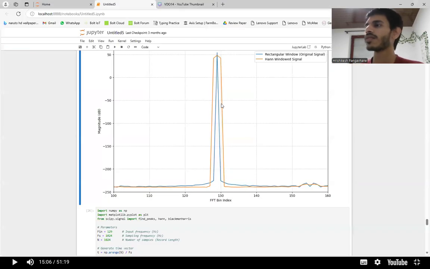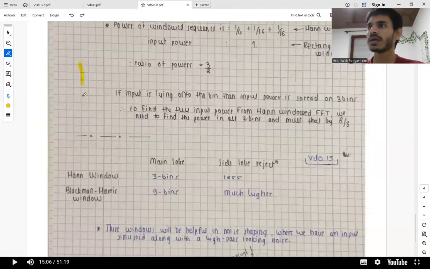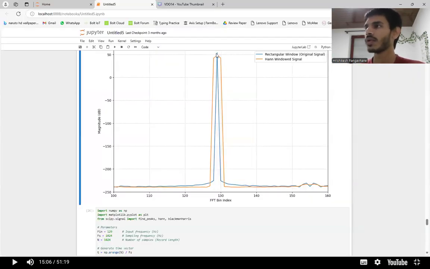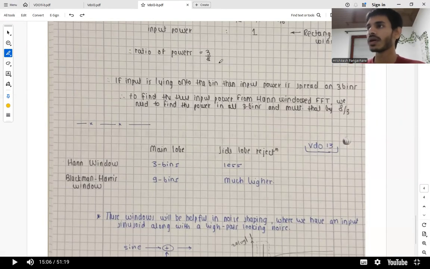Then the thing we have to notice over here is when we use a rectangular window of M samples, we had a single peak, let's say if Fin was lying on the bin itself. If it is lying on the bin, then there is no FFT leakage, and we are getting the peak amplitude as 1. So there is only one bin which has a spike when we have a rectangular window. So this is our rectangular window, let's say.